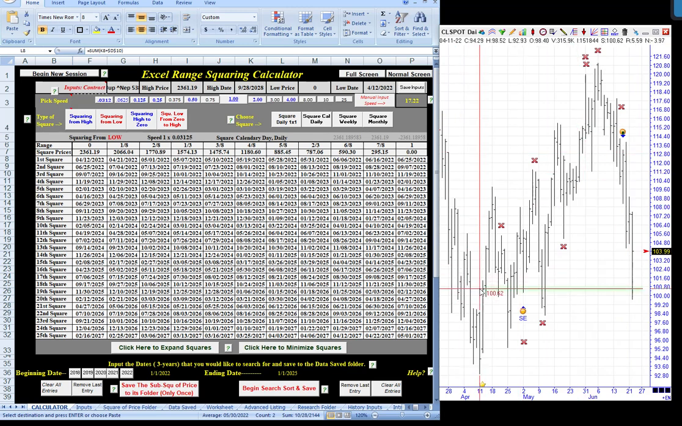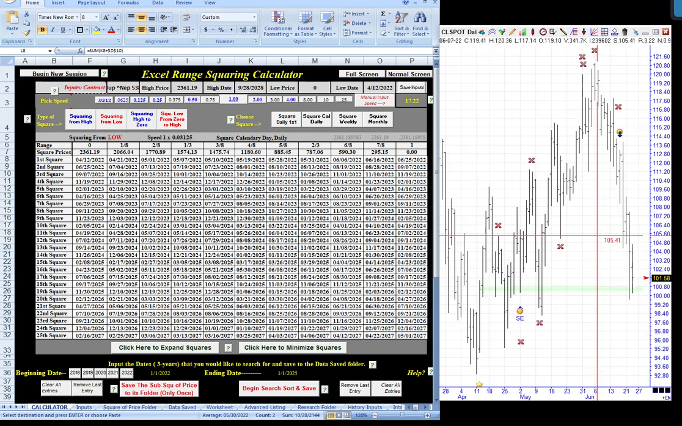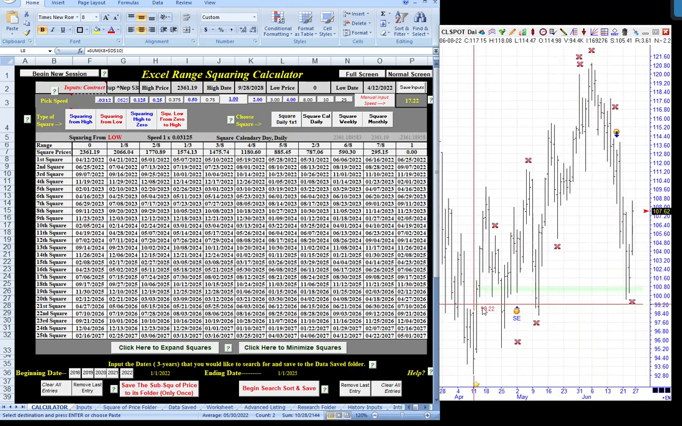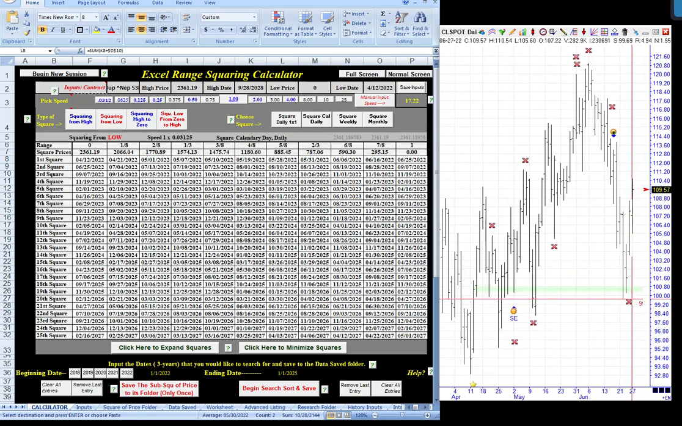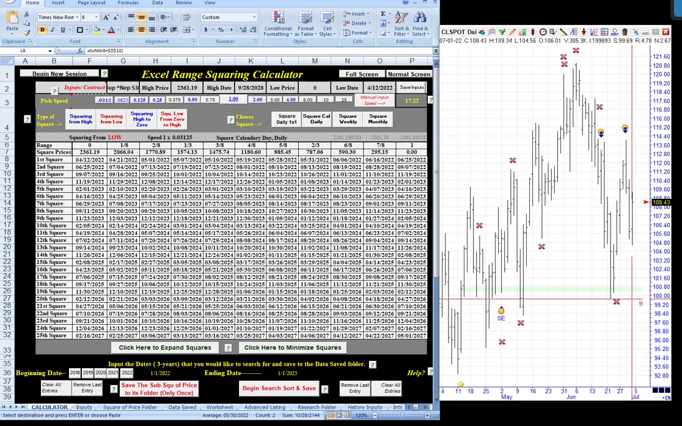Now we got back to that close. That's kind of important. We'll call it just roughly $100 for good measure. So if you stay above it, that's positive, and if you get below it, that's negative. We had a zone in here.